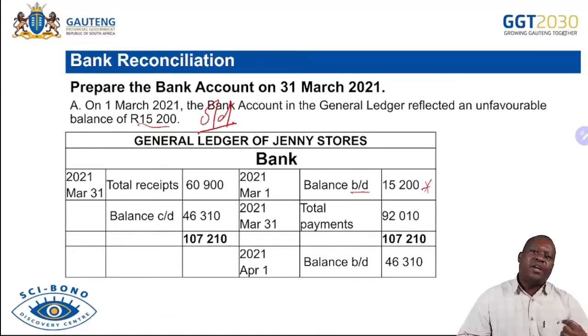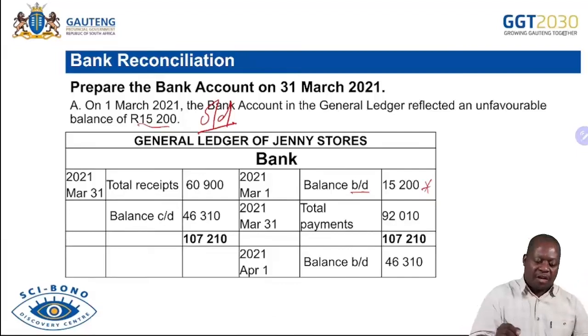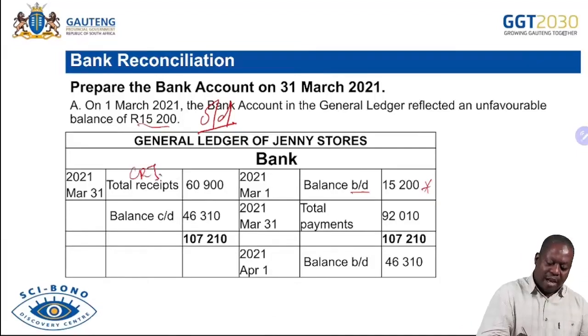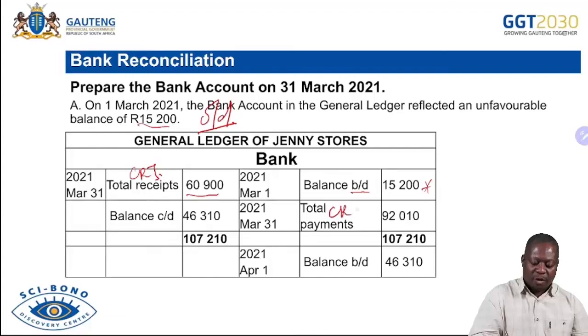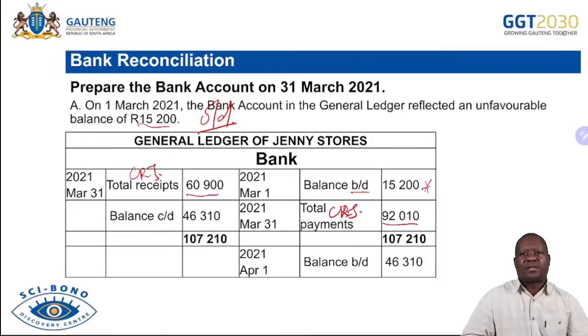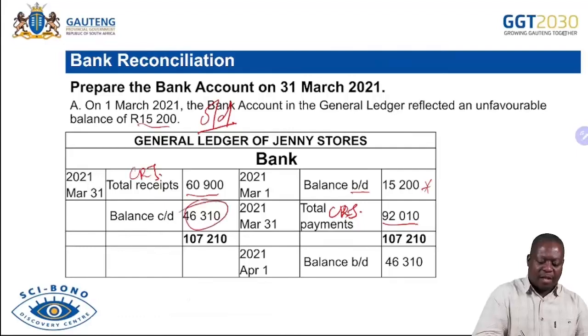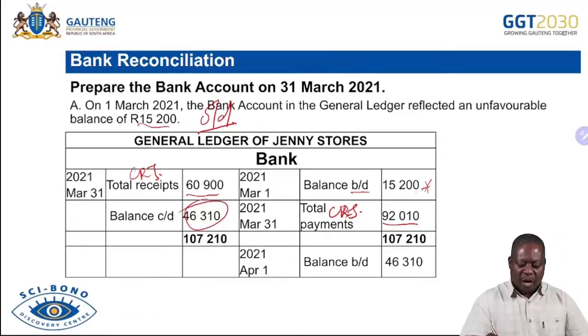After that, we are going to check from our CRJ that total. You still remember it, 60,900. And then we also check from our CPJ the total. You still remember it, 92,010. After this, what is left is just balancing off the account. Remember, how do we balance off an account? We check which side is bigger. Remember, this amount is not there. So we check 15,200 plus 92,010. It gives us 107,210.